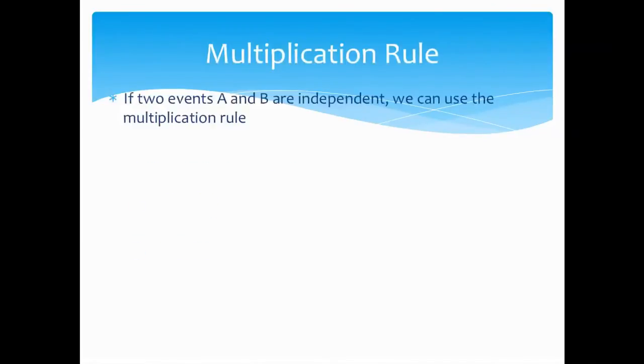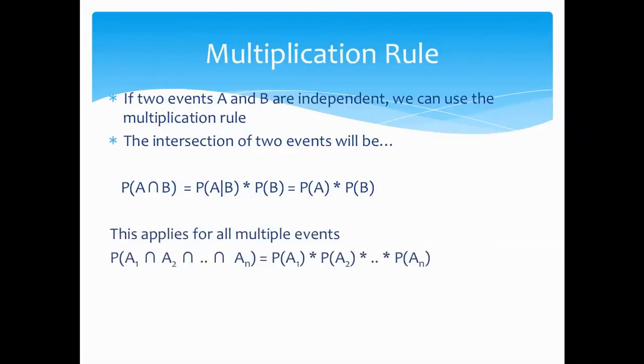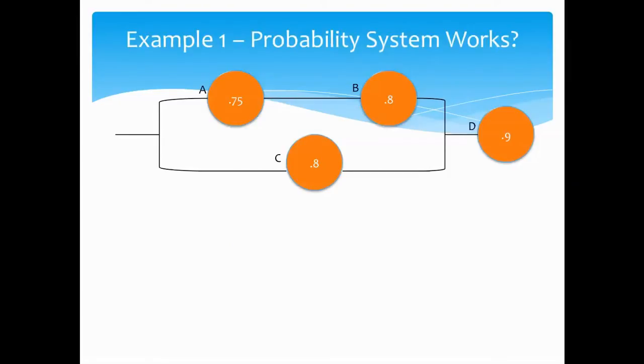Now we are going to talk about the multiplication rule. If two events A and B are independent, then we know that the intersection of A and B will be the product of the individual probabilities. This applies to the independence of multiple events. The probability of A1 intersected with A2 all the way to AN will be equal to the product of each separate probability. Here is an example of a system probability problem.